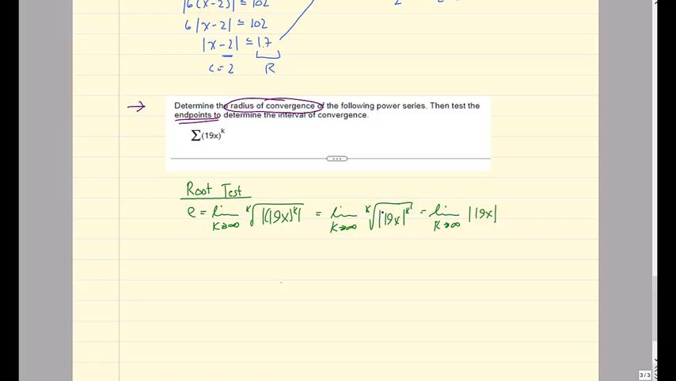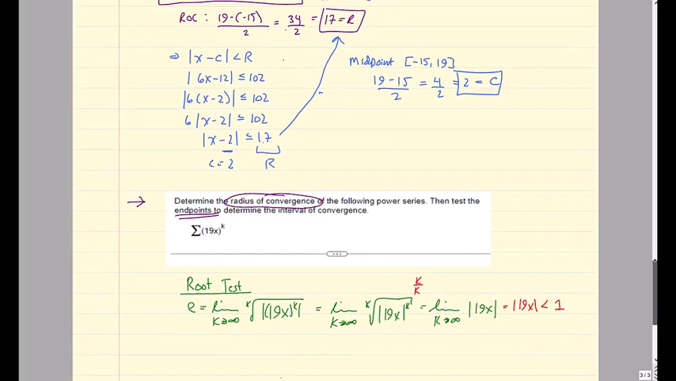Because again, this is going to be the kth root over the kth power, and they cancel. Well, k is our variable here. 19x is our constant. So this is just equal to the absolute value of 19x. Now what I want to do is force convergence on this, so I'm going to say this is less than 1.